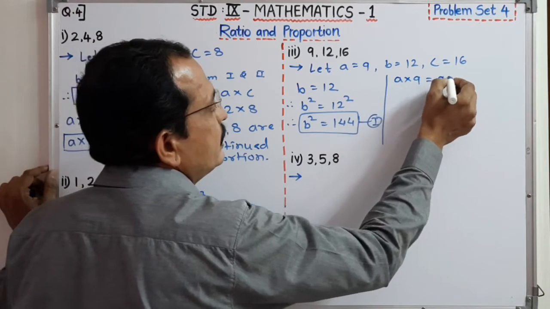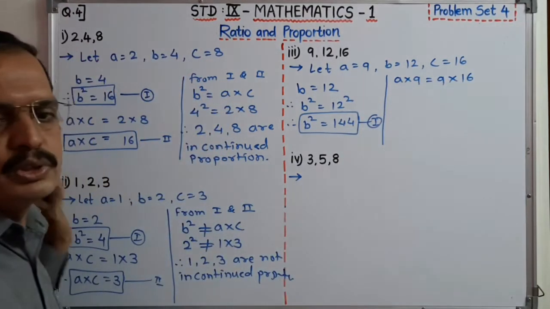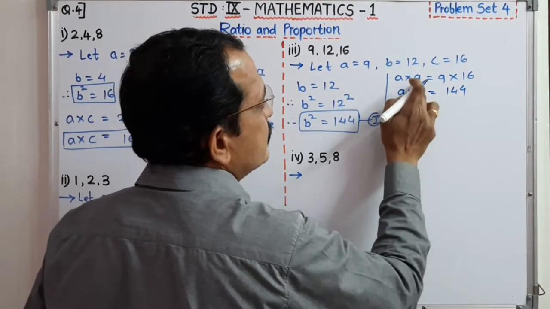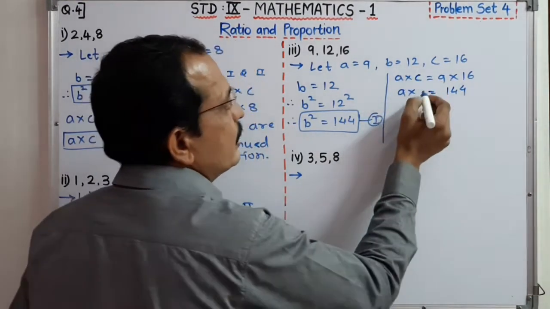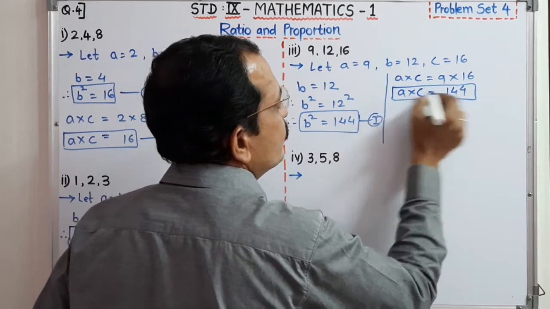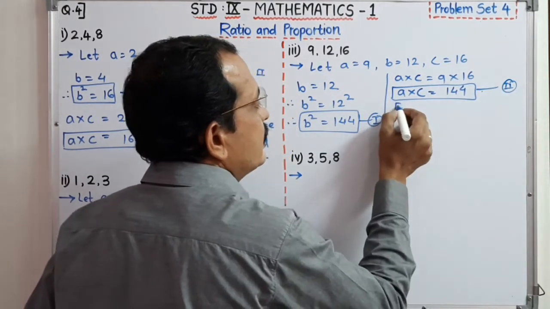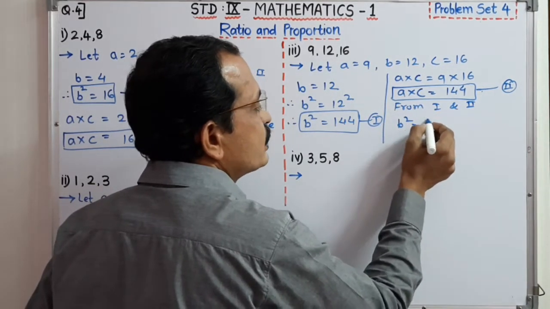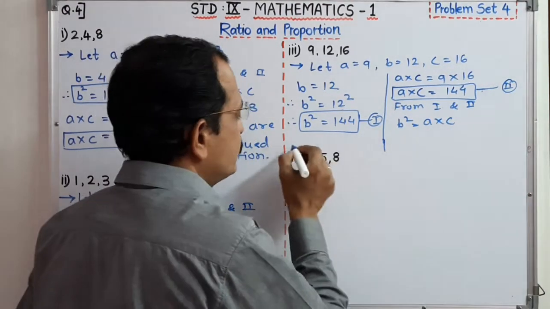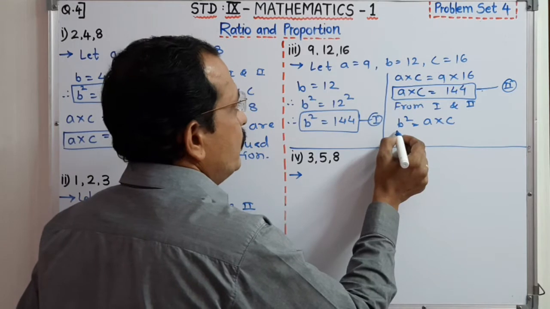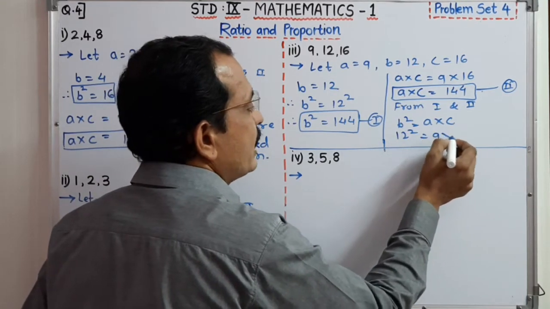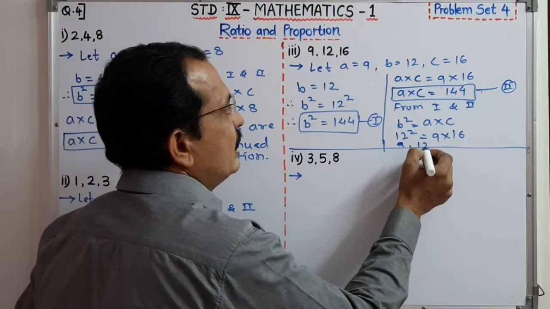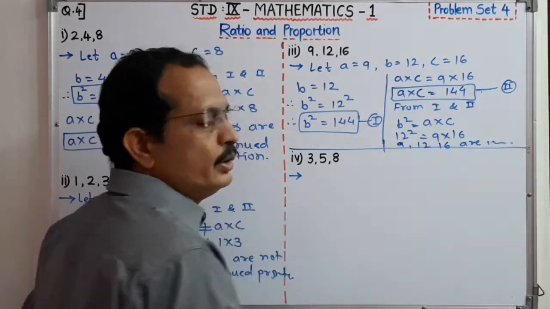Now, similarly, we have to write A into C. Here it is 9 into 16. Now 16 into 9, it is 144. Therefore, A into C is also 144. This is second. Therefore, from first and second, we can write B square is equal to A into C. That means 12 square is equal to 9 into 16. And therefore, dear student, we can say that 9, 12 and 16 are in continued proportion.